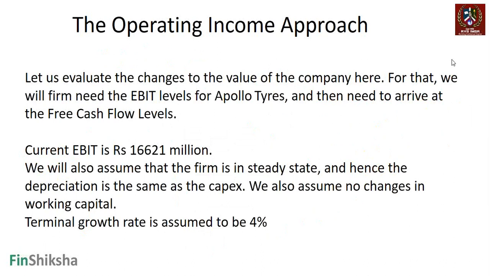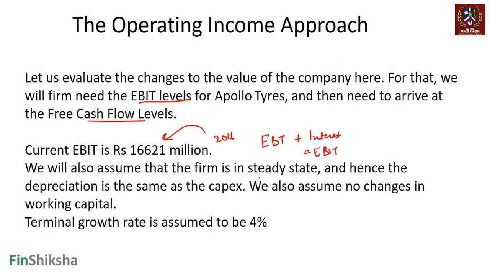For that, we first need the EBIT levels for Apollo Tyres, and then we need to reach the free cash flow levels. So current EBIT, which we find for 2016, is 16621 million, right? We'll see how we find this, because the numbers that we get is profit before tax or earnings before tax, and to that, if we add the interest, that should give me the EBIT number, right?